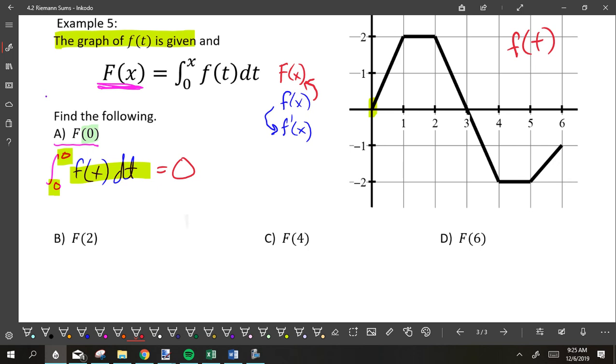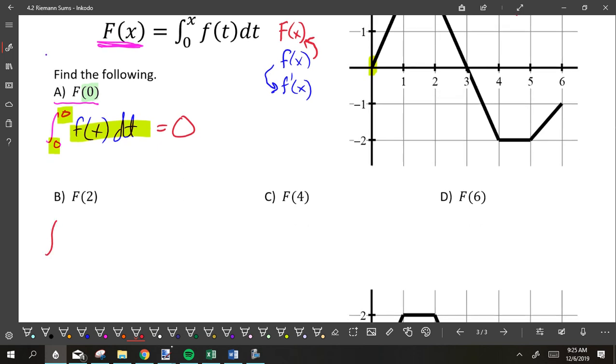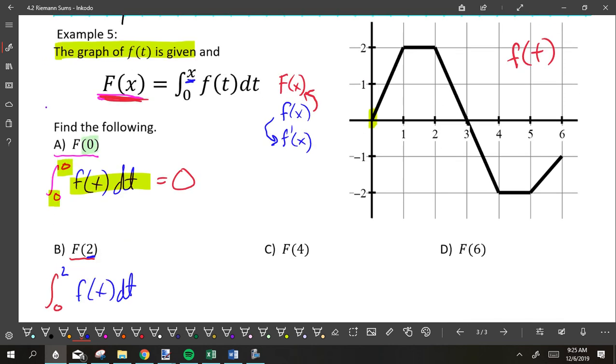Okay, letter B. We're finding the area under the curve because we're finding capital F. That's this guy right here. We're starting at 0 and we're going to go until 2. Because our x value is 2, I'm plugging an x value in right there of F of t dt. So on this graph right here, I'm starting at 0, and I'm going to find the area under the curve until I get to 2, right there. I want to find that area under the curve.